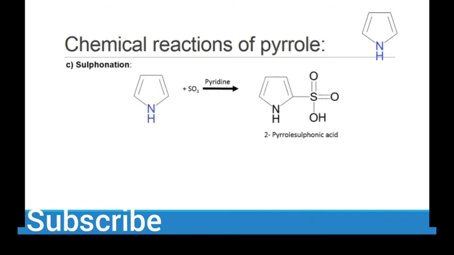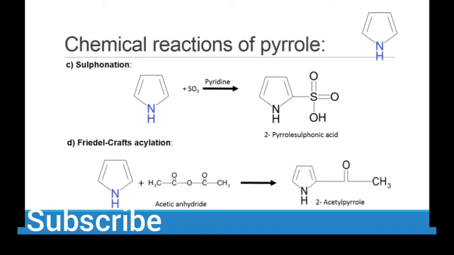Now we will talk about sulfonation. It will react with SO3, and then we have pyrrole-2-sulfonic acid, also at position 2, because it is more stable. And then we have the reaction with acetic anhydride, which also reacts with pyrrole, and we have 2-acetylpyrrole, and it also attacks at position 2. All the electrophilic substitution occurs at position 2. I already told you the mechanism, and we will also discuss it again in our class.